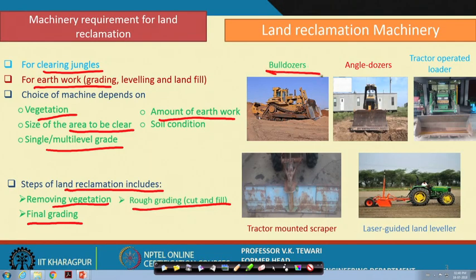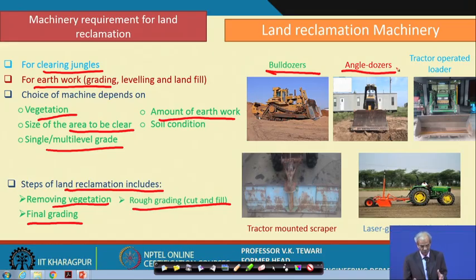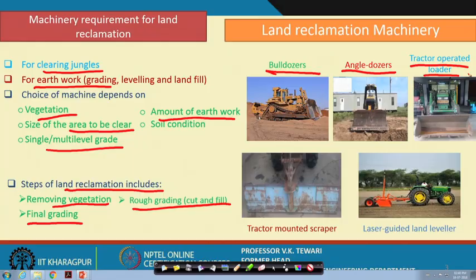For example, we have the bulldozers. Well, you can see how they are, then angle dozers, depending upon what exactly you want, because sometimes you will like to move the earth from one location to another location. Tractor operated loaders, yeah, these loaders are also required. Sometimes you require the field to be leveled, so maybe earth has to be cut from one location and pushed to the other location. So, the front end loaders are there.